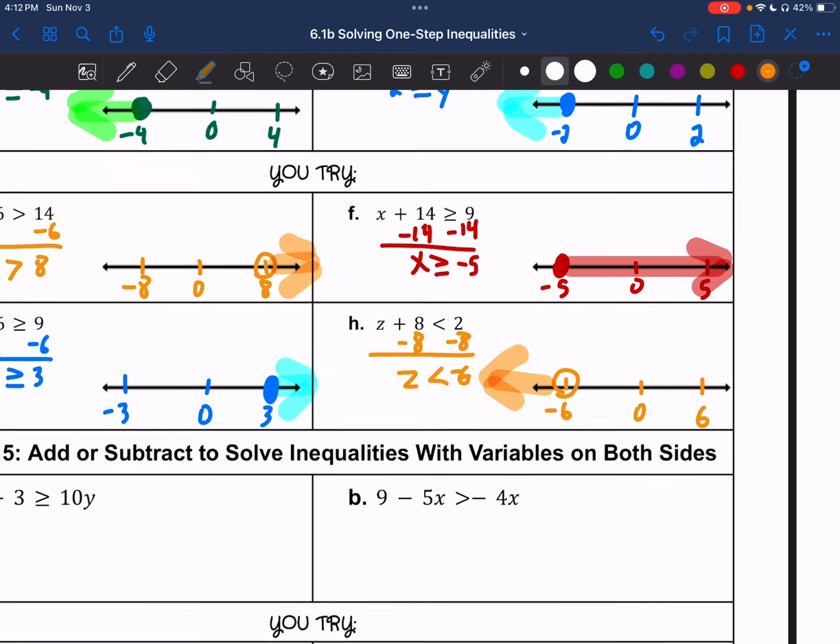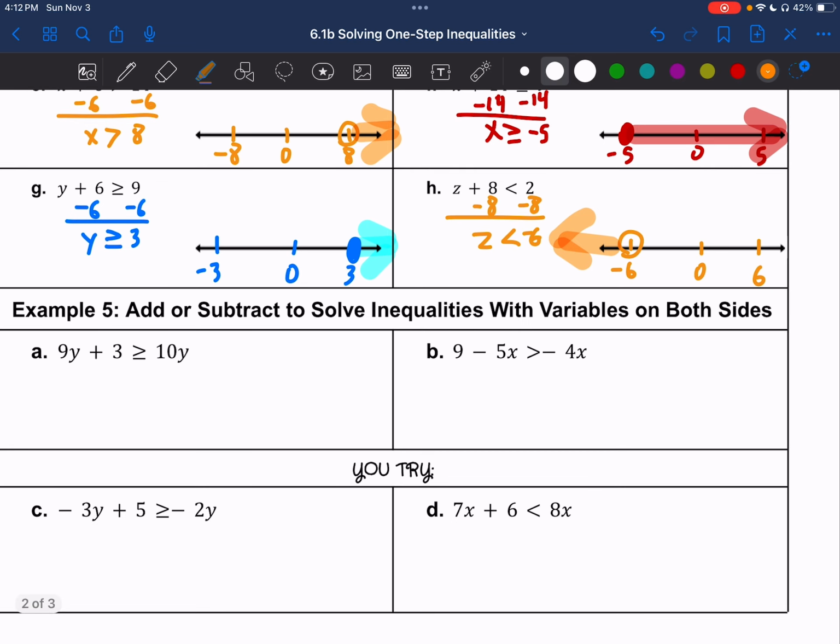So now we're going to look at example 5, which is to add or subtract to solve inequalities with variables on both sides. So now we're going to have the variable appearing on the left side and the right side of the inequality. And what we're going to do is try to move that variable so that we always maintain a positive variable if we can. And we'll see why I want to do this when we do the multiplication and division lesson tomorrow.